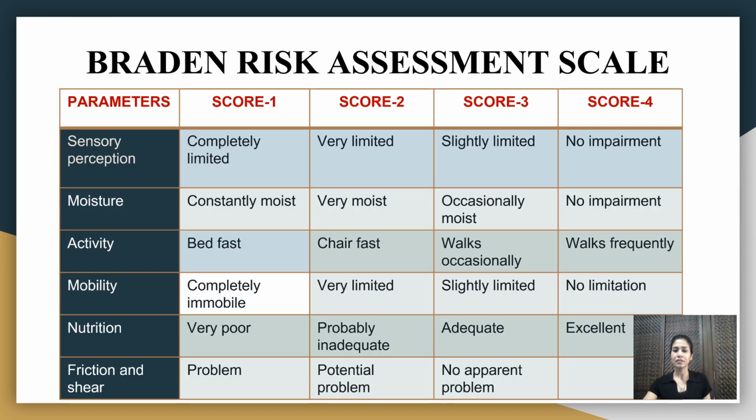So let me summarize this one. This is the Braden Risk Assessment Scale. We have seen all these 6 components: sensory perception, moisture, activity, mobility, nutrition, friction, and shear. And now we know how to keep the scorings according to the condition of the patient.